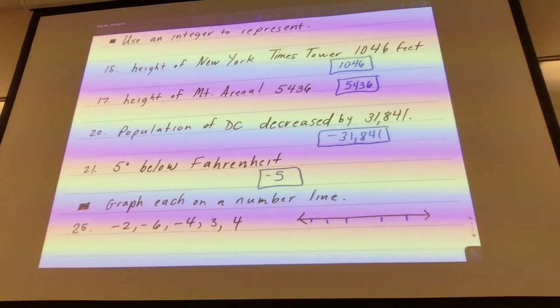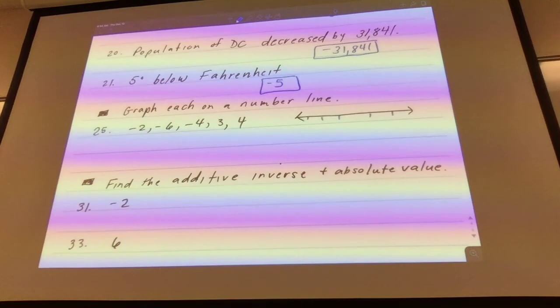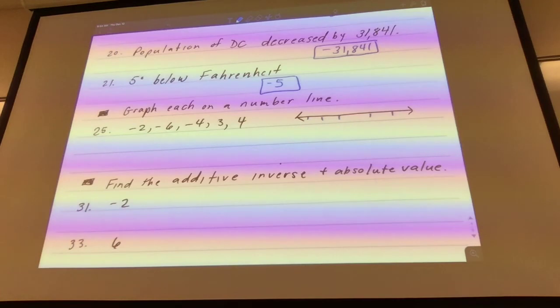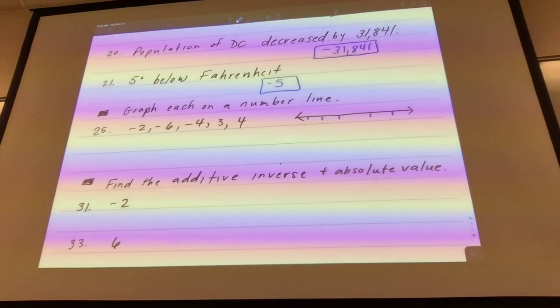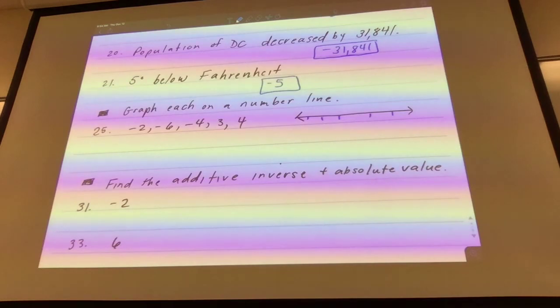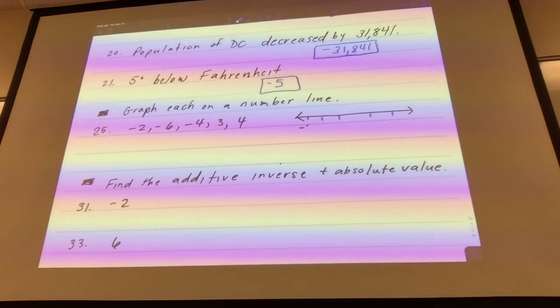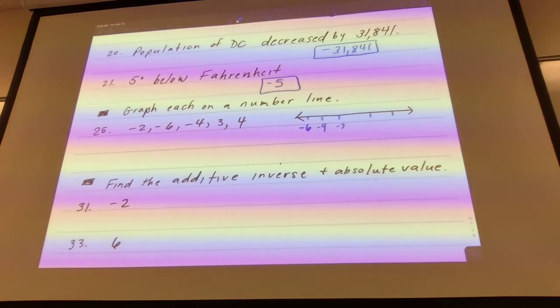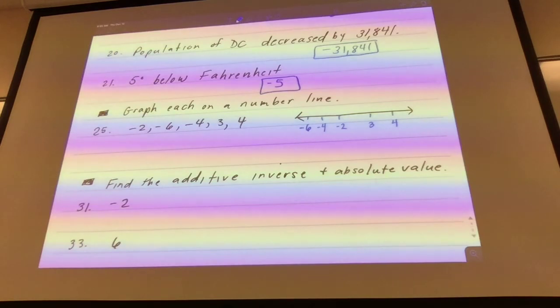The next thing you'll be asked to do is to graph each number on the number line. The easiest thing for you to do is put the numbers in order first, if it helps. 1, 2, 3, 4. I have 5 of them, so I put 5 little tick marks. When I'm ordering them, remember negative 6 is the smallest one, then negative 4, then negative 2, then 3, then 4. And my number line is not to scale.